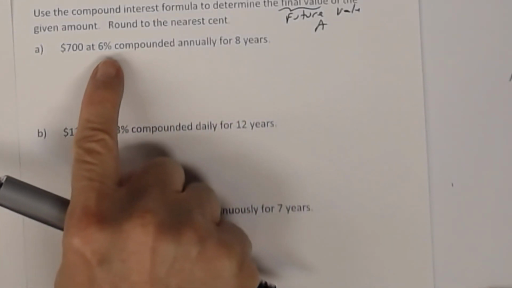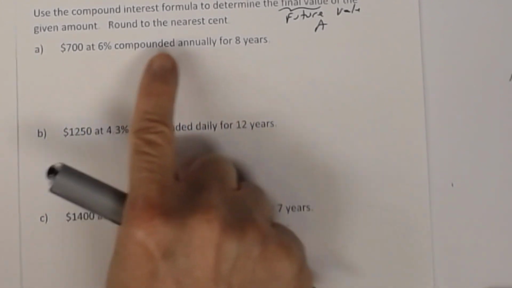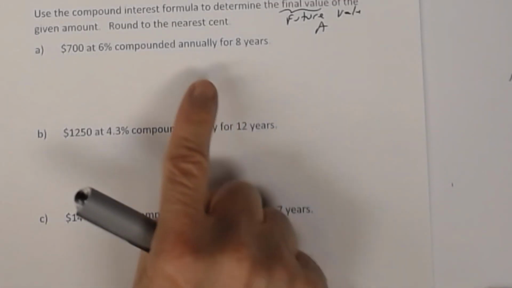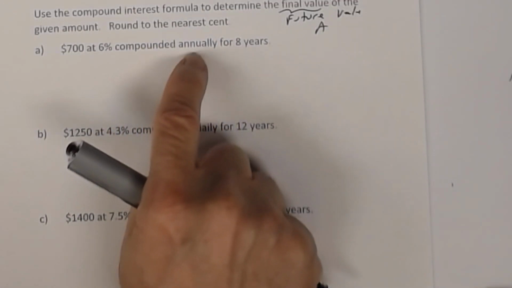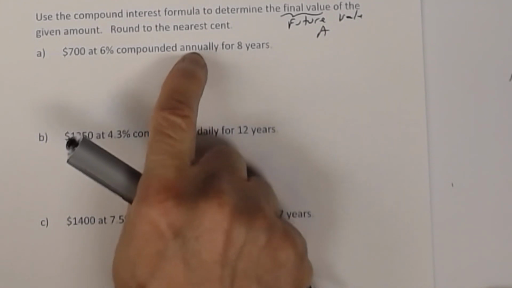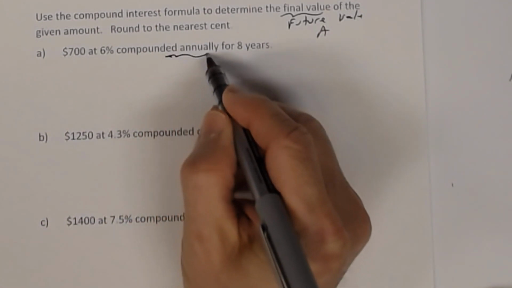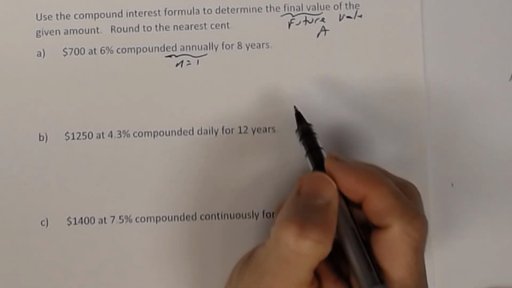So notice that it doesn't say anything about being compounded continuously. In fact, you know it's different because you're given an idea about n. So it's being compounded annually. That's n right there. N is 1. Okay? So this part here says that n is 1.